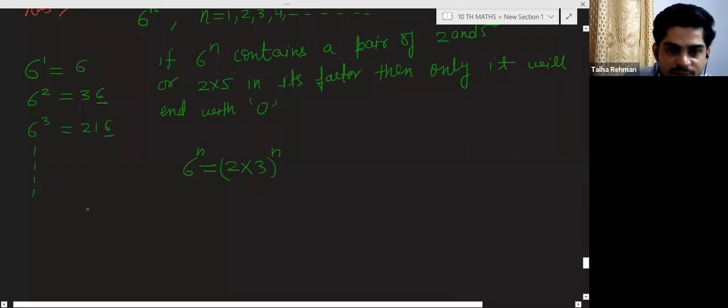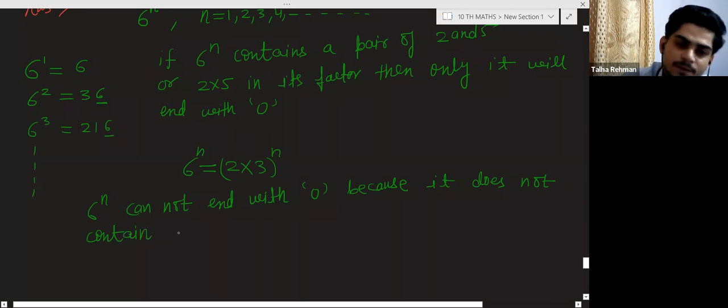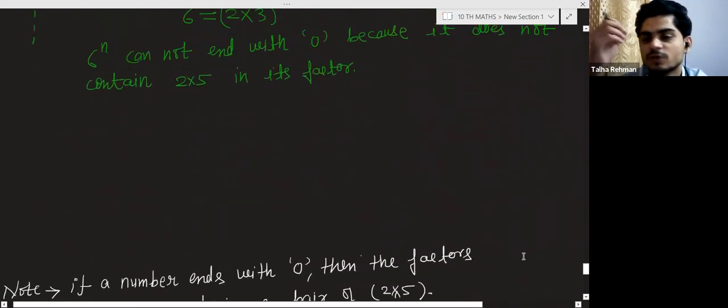So we can say that 6 to the power n cannot end with 0, because the factors of this number do not contain 2 into 5. And this is one question. You can solve millions of questions.